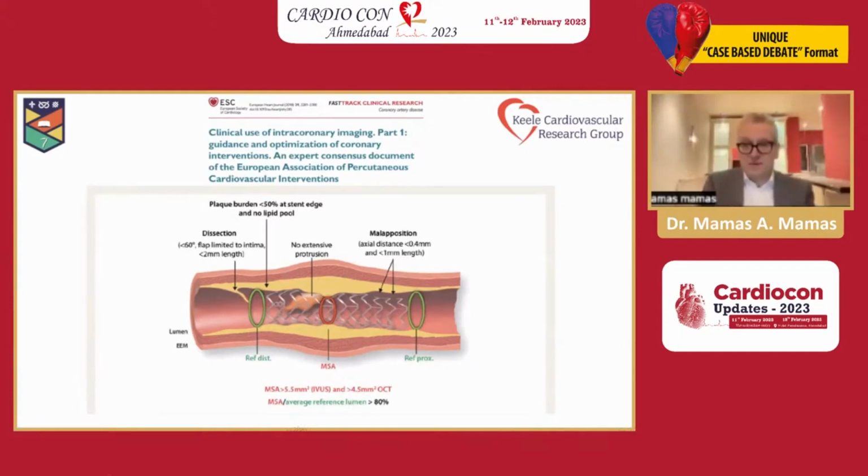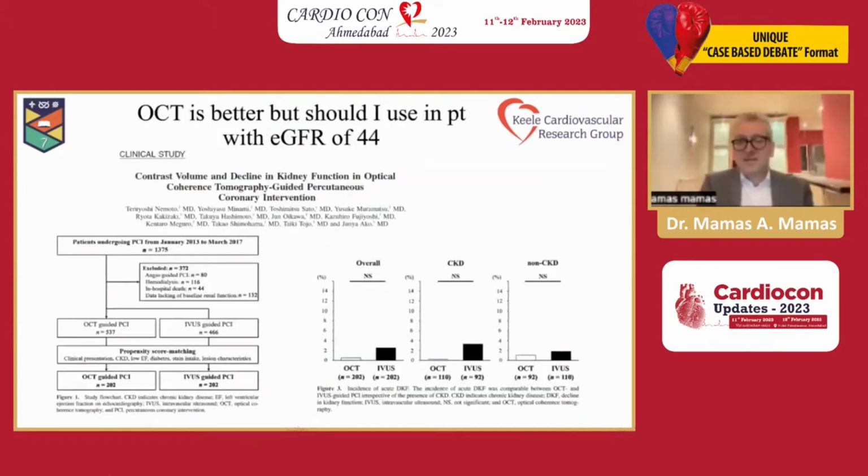Many watching this debate will have experience with IVUS. You sometimes cannot see dissections very well, particularly in calcific coronary disease. In OCT, you can always see dissections. So I think OCT is clearly better, but I think a key question is whether I should use OCT in a patient with an eGFR of 44.